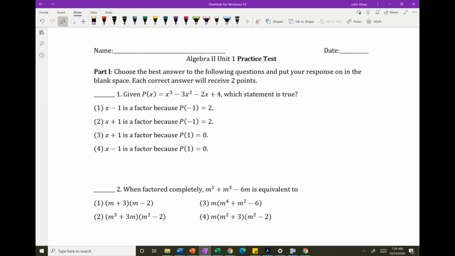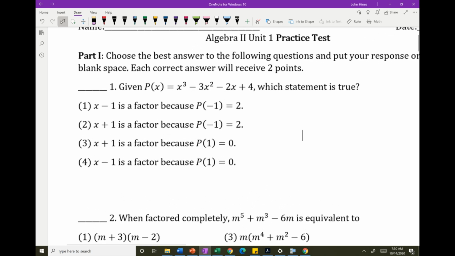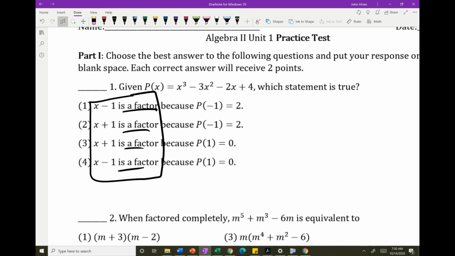Hello, Algebra 2. Welcome to your Unit 1 practice test solution. So let's jump right in. P of x equals x to the third minus 3x squared minus 2x plus 4. Which statement is true? If I look at all these statements, all of them start with something is a factor. Well, huge idea: what makes something a factor? A remainder of 0. If I divide it by that factor, I should get a remainder of 0.